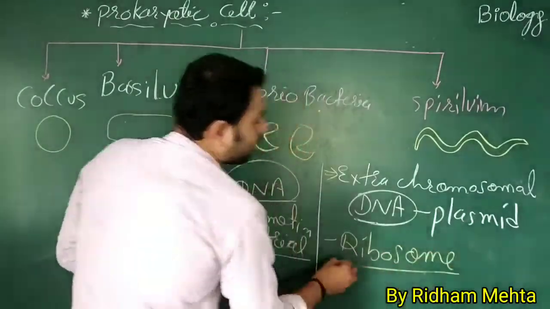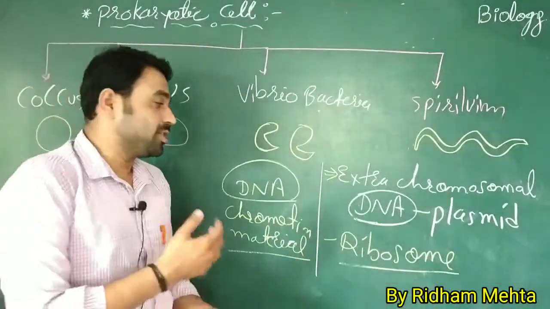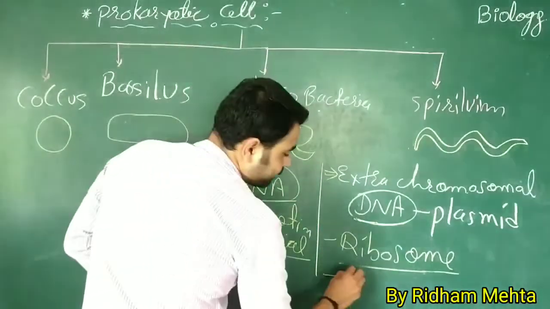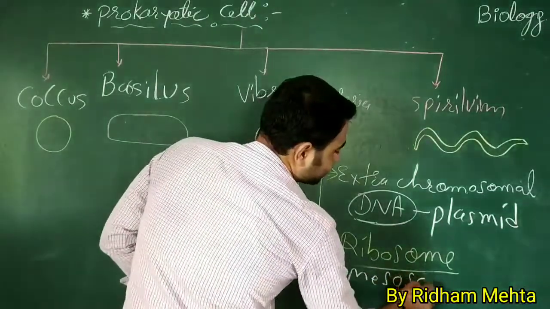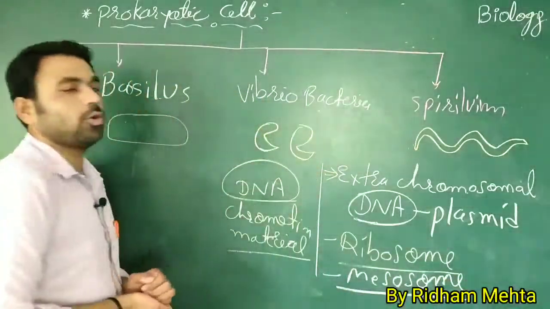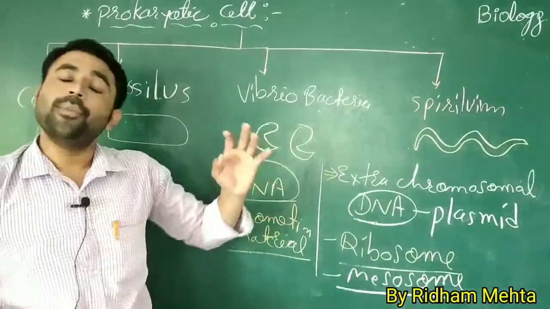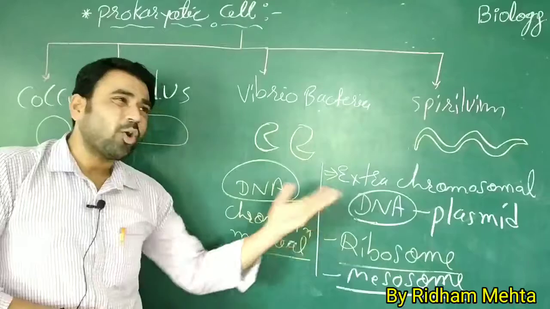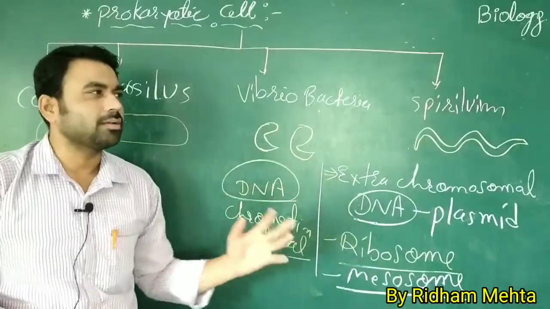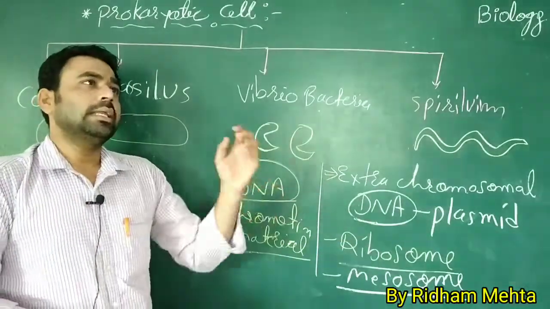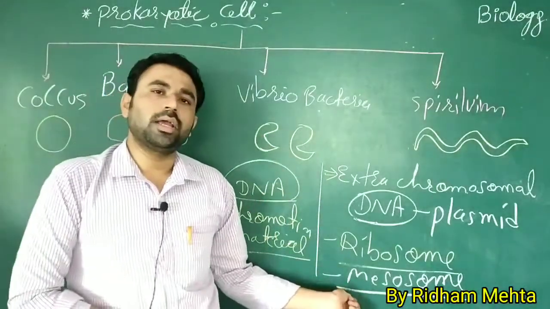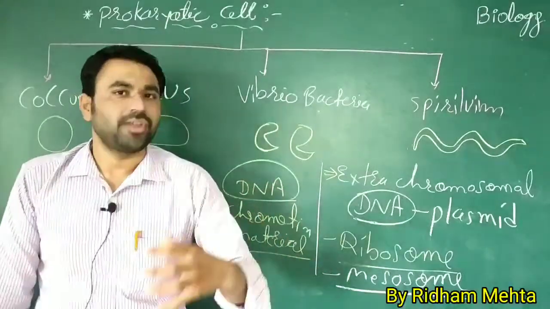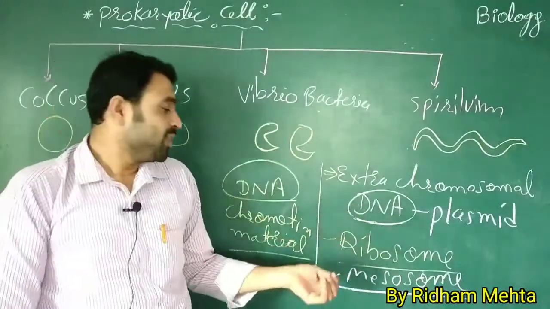Ribosome is one of the organelles present in the prokaryotic cell. Then mesosome is also present in prokaryotic cells. Mesosome is somewhat like a mitochondrial structure. Not exactly, but it is just like a mitochondria, because the mitochondria is the powerhouse. It helps in the generation of ATP.